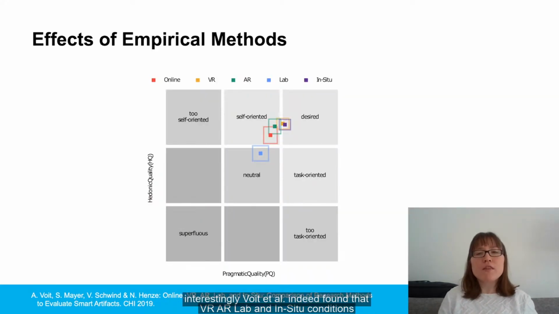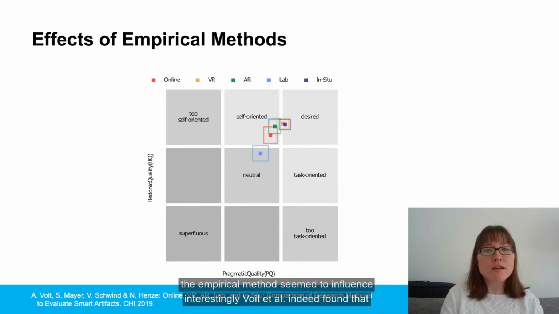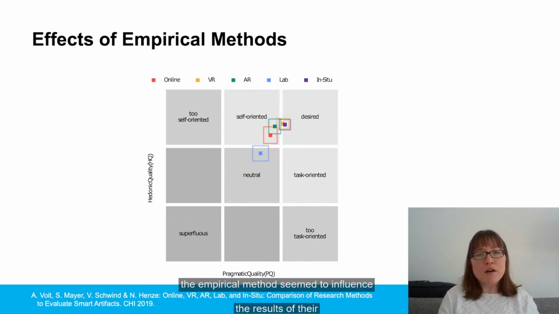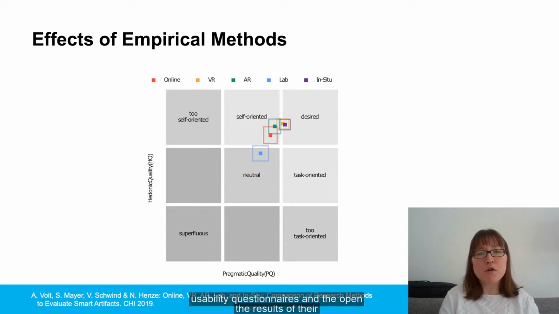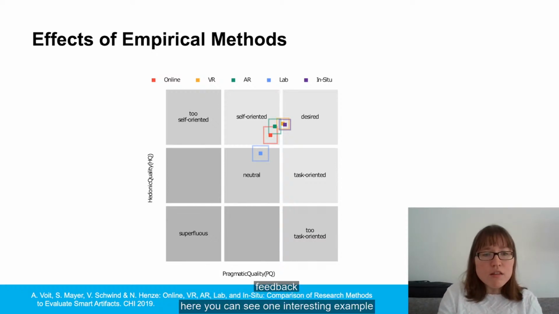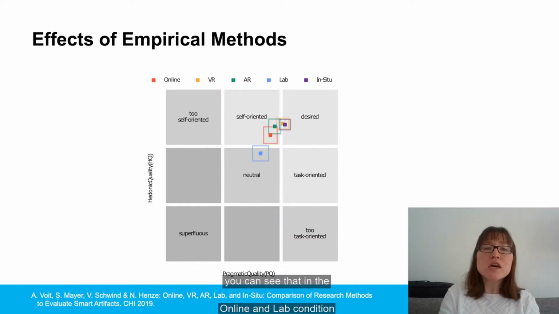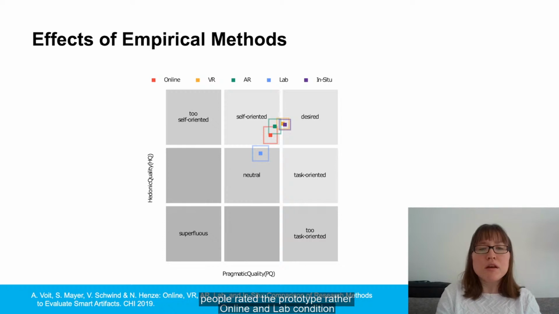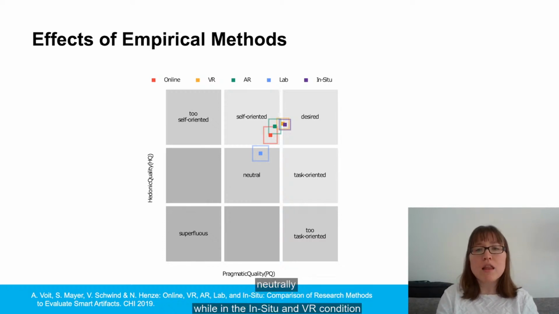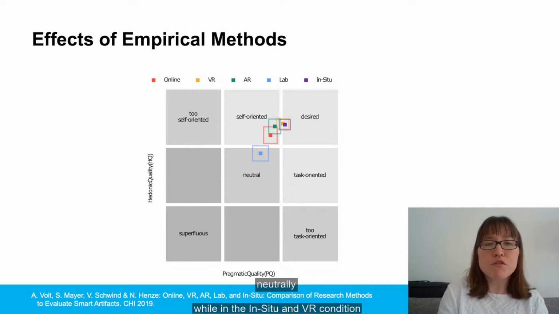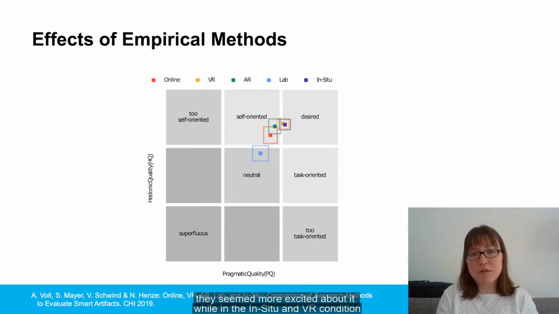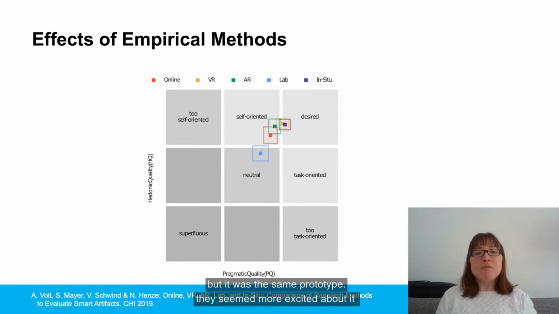Interestingly, Voigt et al. indeed found that the empirical method seemed to influence the results of their usability questionnaires and the open feedback. Here you can see one interesting example of the attractive questionnaire. In the online and lab condition, people rated the prototype rather neutrally, while in the in situ and VR condition, they seemed more excited about it. But it was the same prototype.